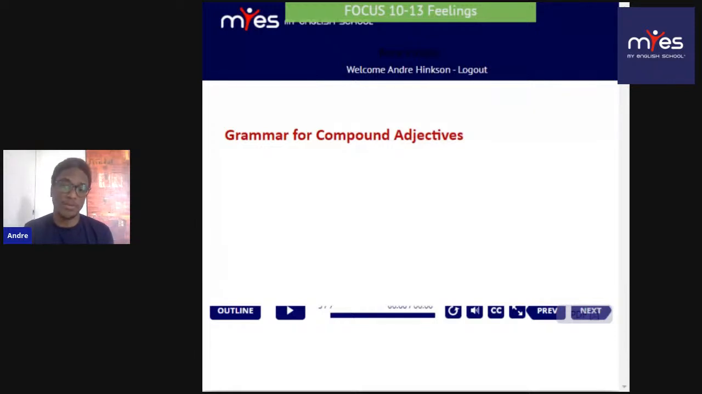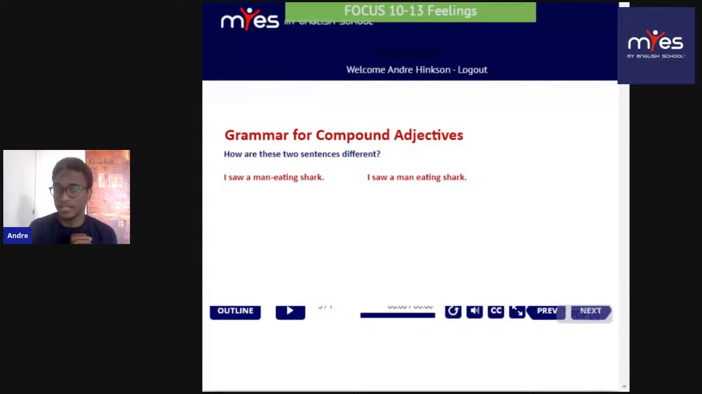So grammar for compound adjectives, how do they work? How are these two sentences different? Let's look at the difference between these two sentences. The first one is, I saw a man-eating shark. While on the other side, I saw a man eating shark. So you see the difference. It's only a difference because of that dash or that hyphen. It changes the meaning of the sentence.